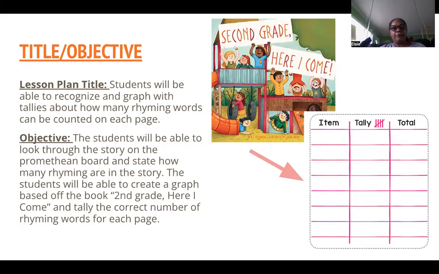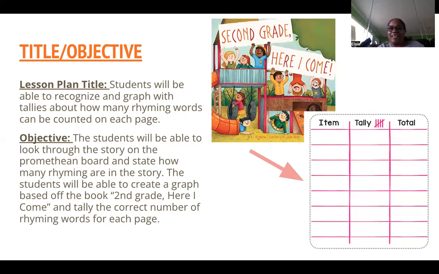Hello, class. A couple weeks ago, we read the book Here I Come, and we worked on how to find rhyming words, and we had a lot of fun doing that. Today, we're going to be reading the same book, but this time, instead of reading, we're going to be doing math.